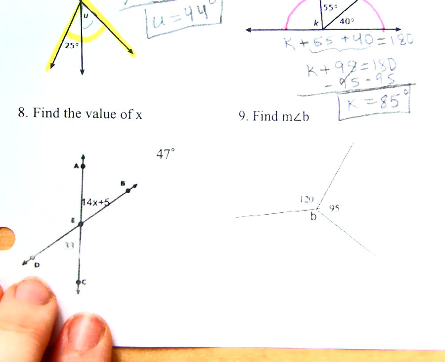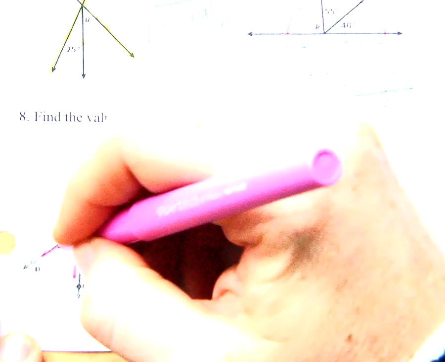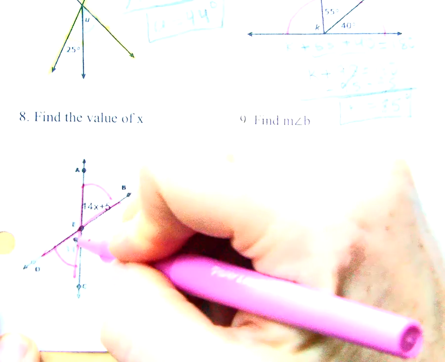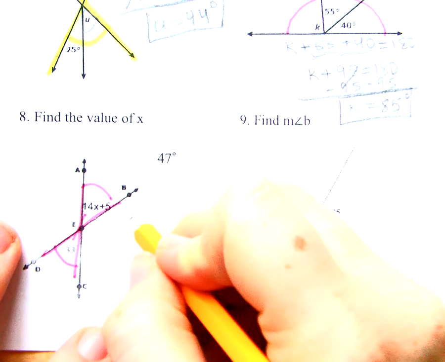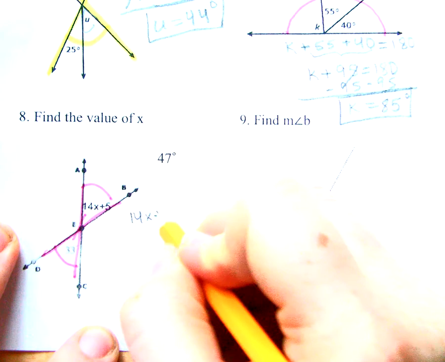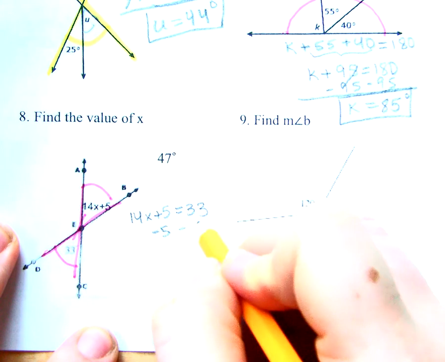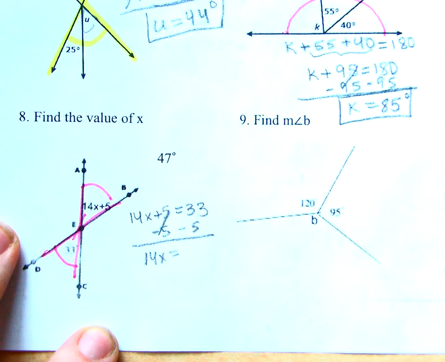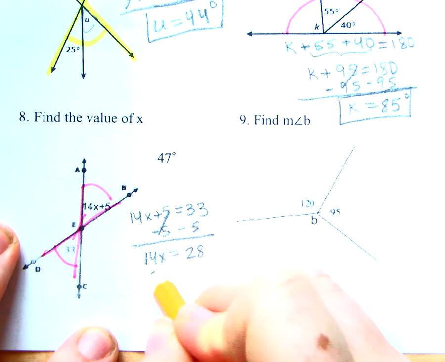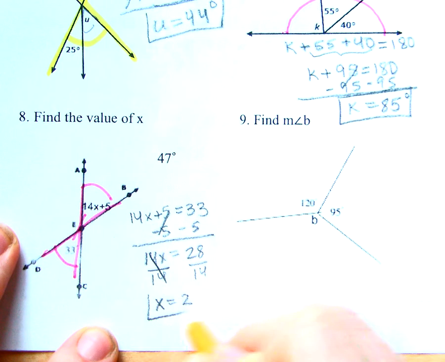Number 8, I'm talking about this angle, and together they make an X, and they're on the opposite sides of that X. And so I know I can set them equal to each other and solve. So I'm going to get 14x plus 5 has to be 33. And then solve that. So I can subtract 5 and get 14x equals 33 minus 5, which is 28. So divide by 14, and I get x equals 2.